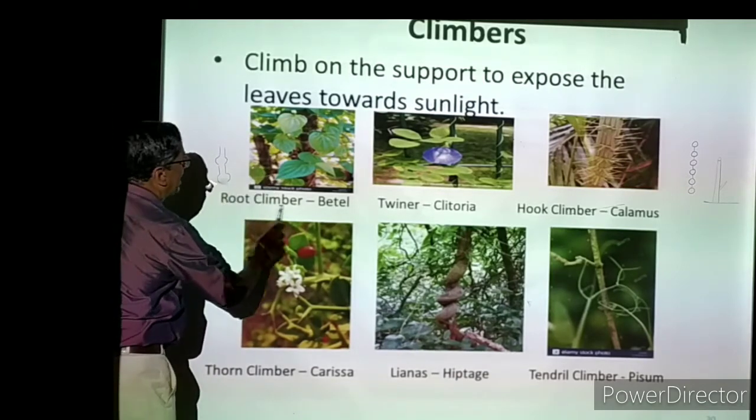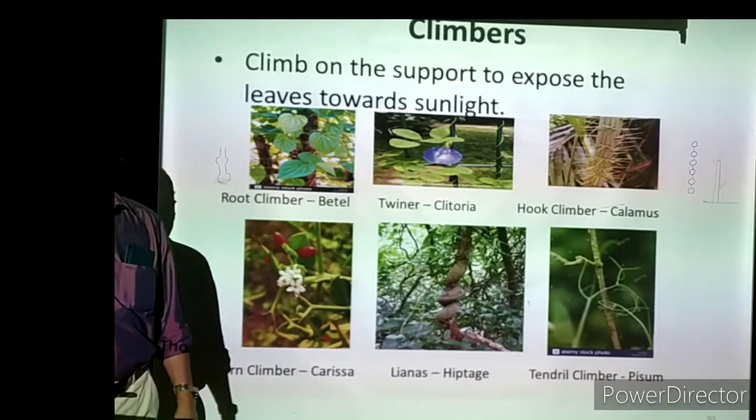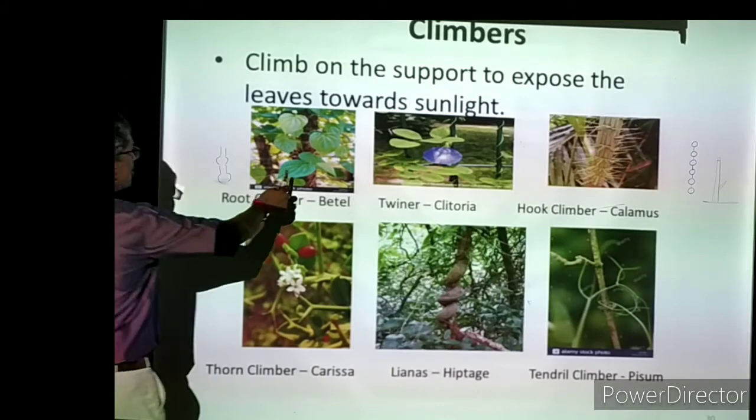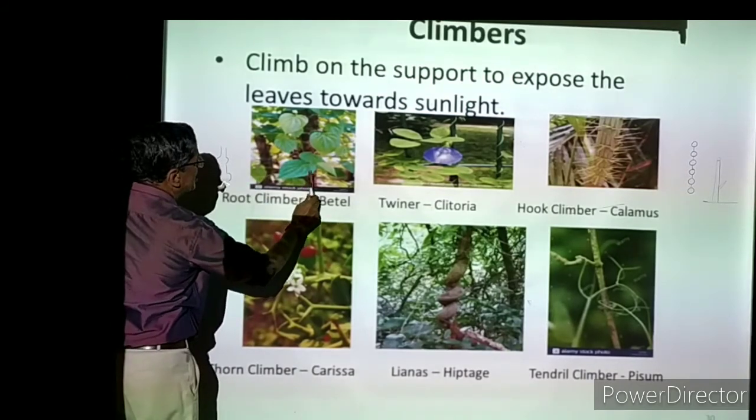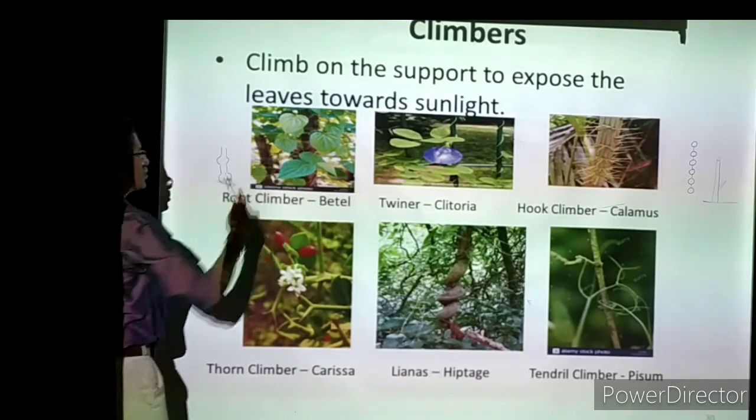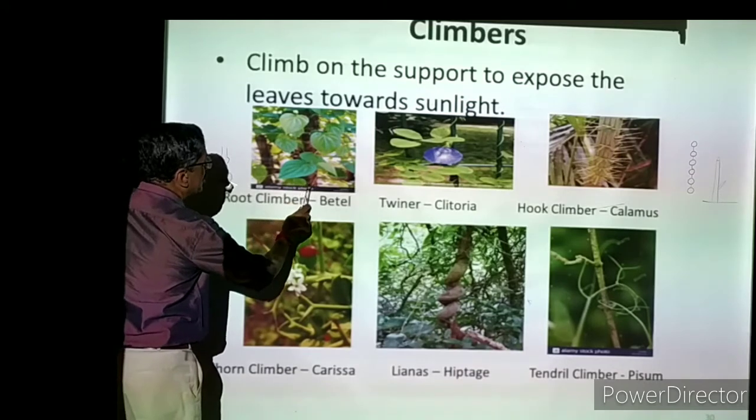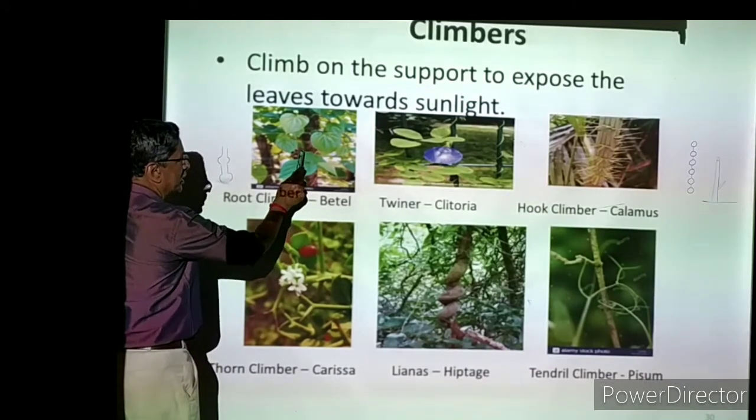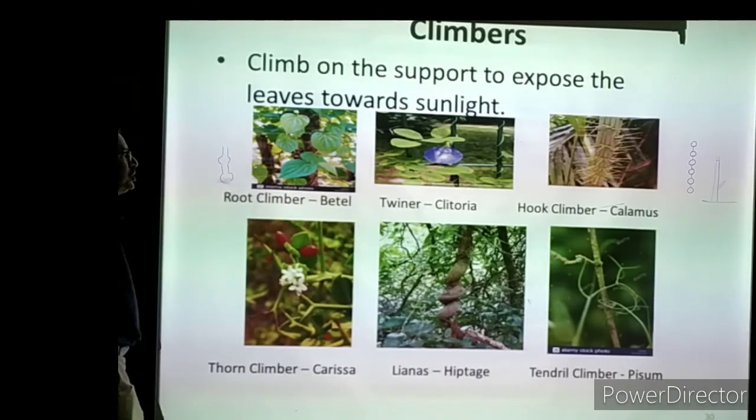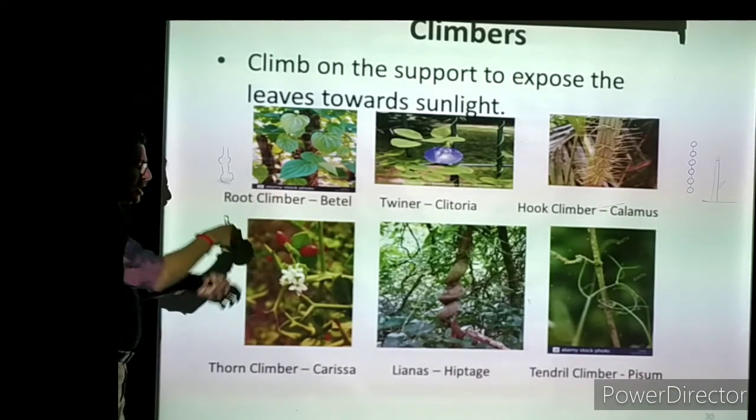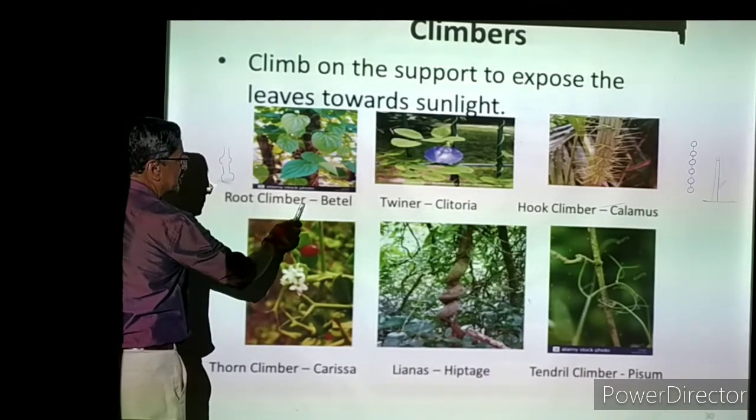Now, in that root climbers, for example, this is the main support, maybe some other plant. It may be a tree or it may be a shrub or it may be any one stronger plant will be there. Now, this is one stem, this is one stem like that. But some plants are growing, coiling around the support. Now, when it is growing, the weak stem is there, the climber plant, weak stem, wherever the nodes are there, roots will be produced. So, with the help of roots, they are holding the support. So, they are called root climbers.